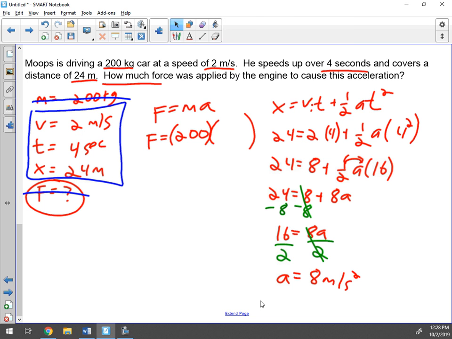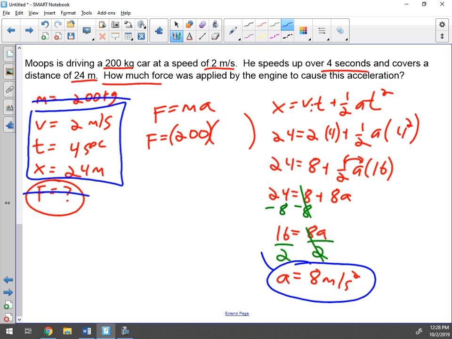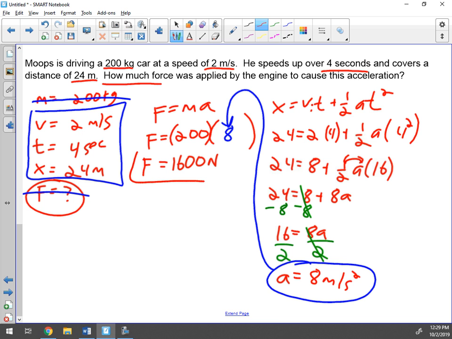So I'm going to take that number, that is my a, and I'm going to plug it in up here to my a. And when I do that, I multiply 200 times 8. I get 16 with 2 zeros. And that is my answer.